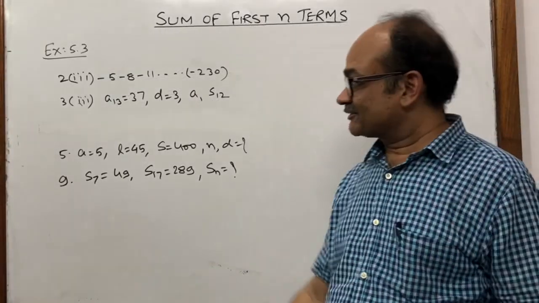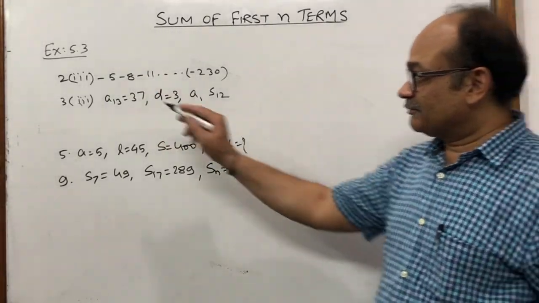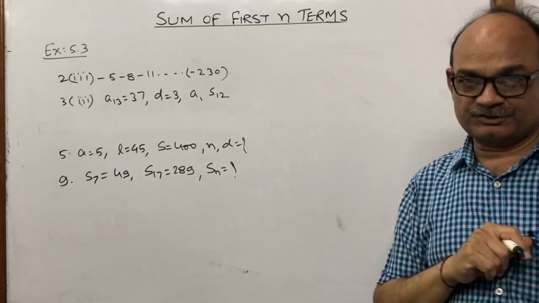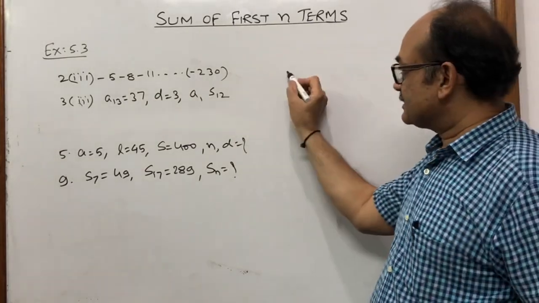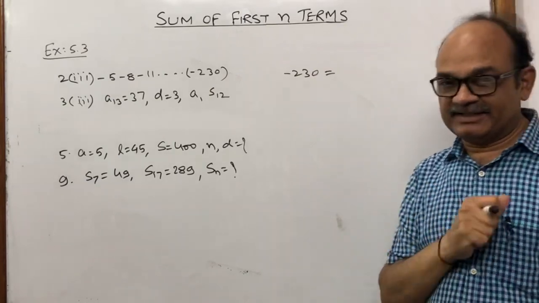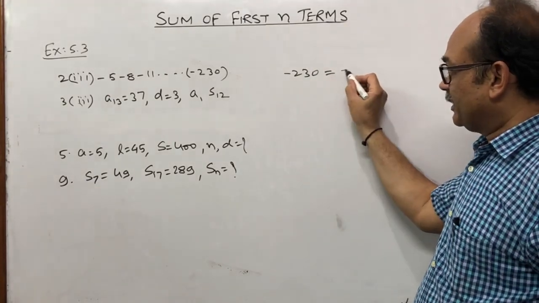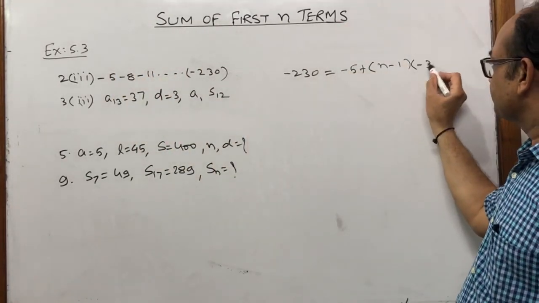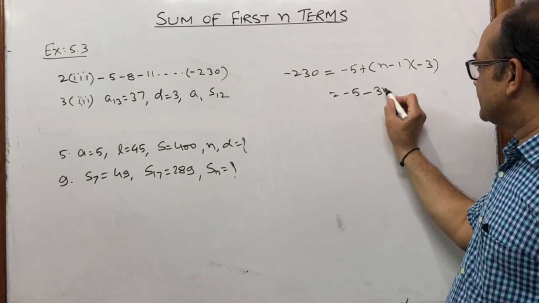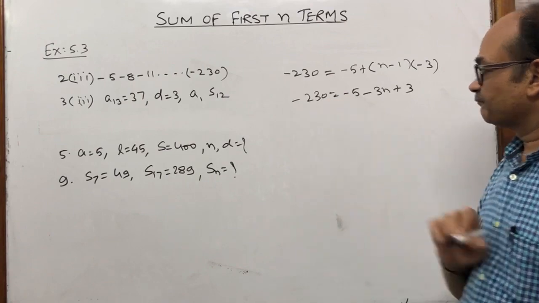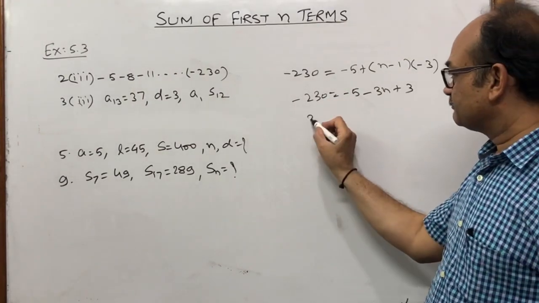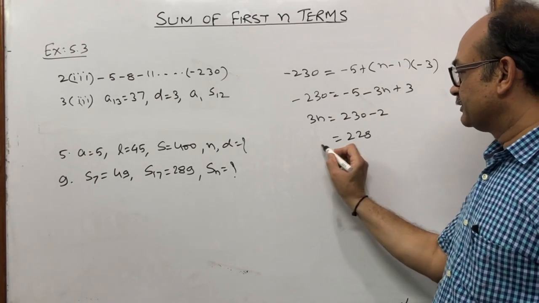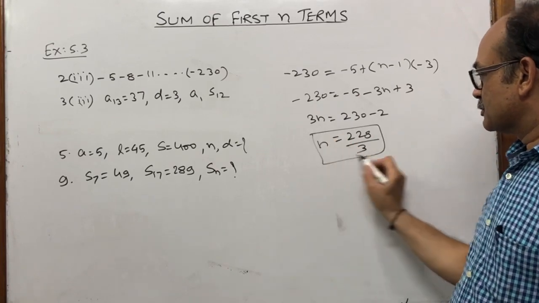Now we start some questions from NCERT Exercise 5.3. Question number 2, third part. First term given, second term given, third term given, and the last term is also given. We want to calculate the sum. This last term is 230, so first we want to calculate n. Last term is a plus n minus 1 into d. D means this minus this, that is minus 3. So here we get minus 5, minus 3n plus 3, equals minus 230. Our aim is to calculate n first. So 3n equals 230 minus 2, 228, divided by 3 is n. So n equals 76.